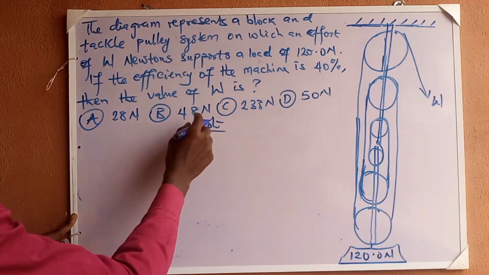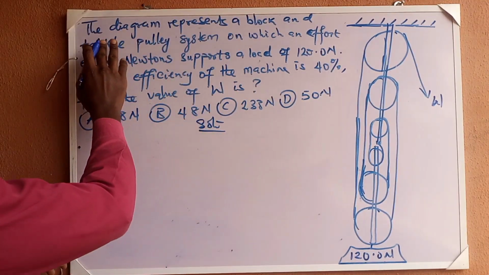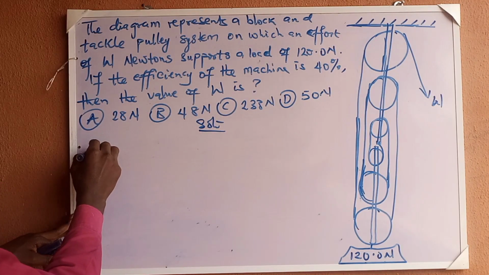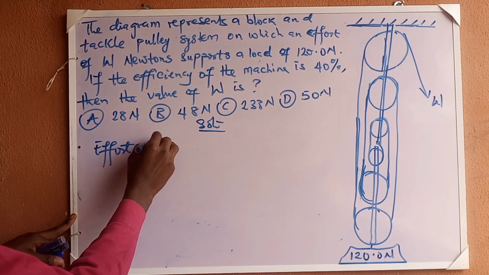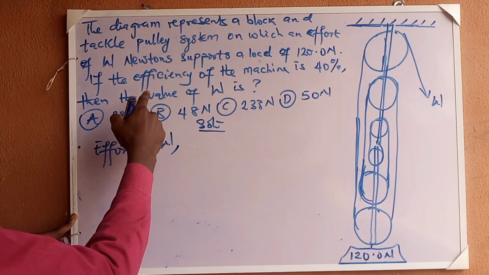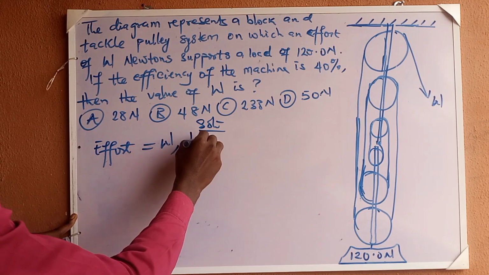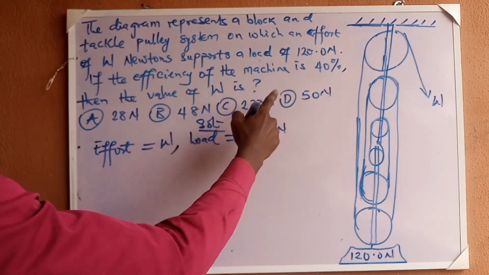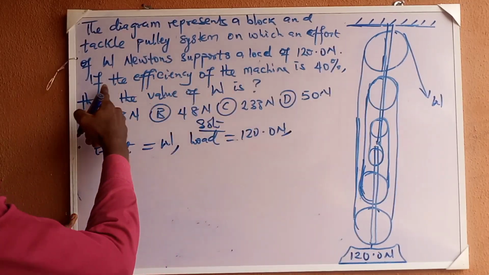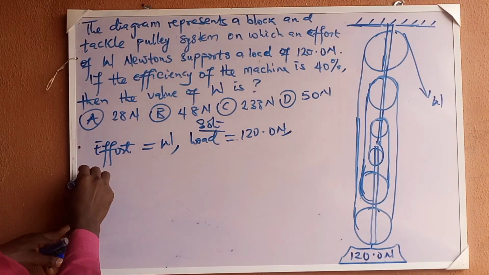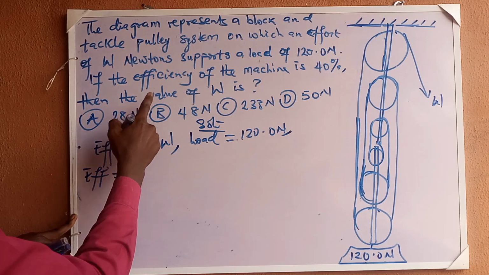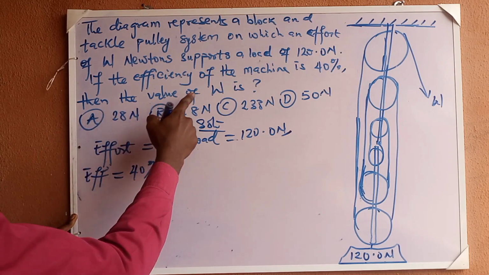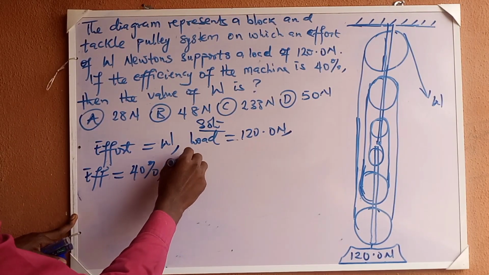So, solution. Begin with what we are given in the question. The diagram above represents a block and tackle system of pulleys on which an effort. So we are given effort as W, which is not known to us. It supports a load, so that is load. We are given load to be 120.0 Newton. What again are we given? If the efficiency of the machine is this, we are given the efficiency of the machine as 40%. So the machine is 40% efficient. Then the value of W is what? We are looking for this.